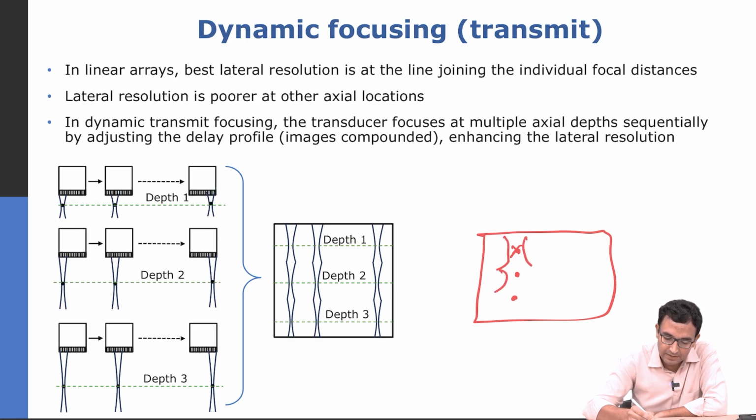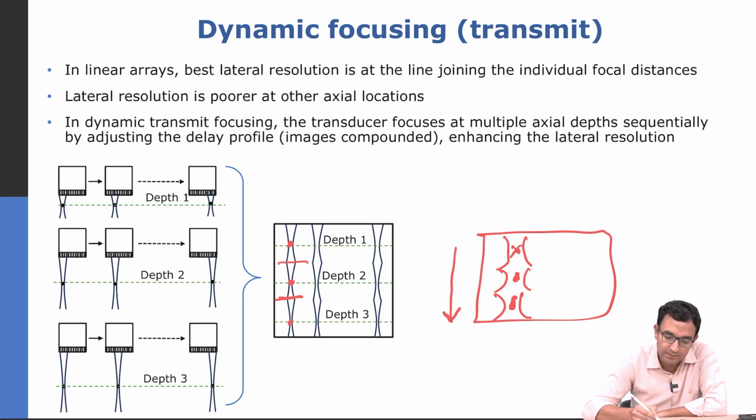Then I focus at this depth, best resolution is here, and then I focus at this depth, the best resolution is here. Now if I compound all these images, if I add them together essentially, then what's going to happen is my resolution is going to remain good with depth. And that is shown here where we have 3 transmits. So the first beam has a depth of focus at depth 1, the second beam has focus at depth 2, and the third beam has focus at depth 3.